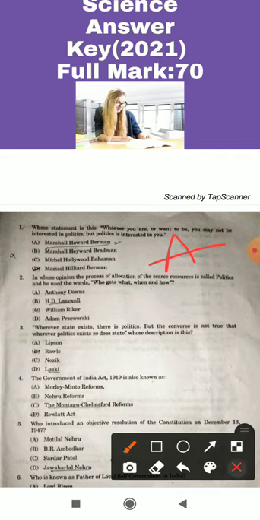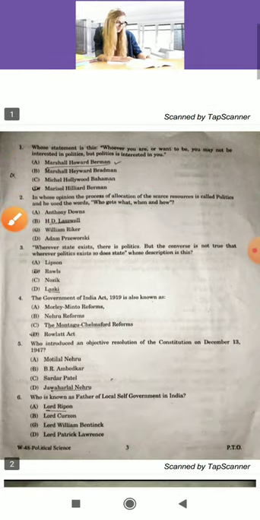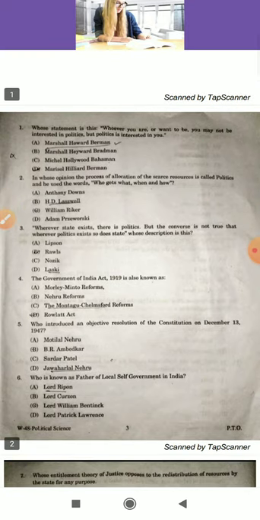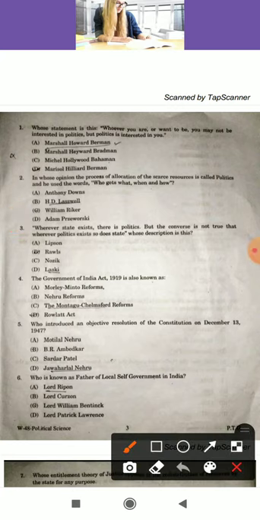Question number 2. In whose opinion the process of allocation of scarce resources is called politics, and he used the words who gets what, when and how. Answer is H.D. Laswell. Answer is B.